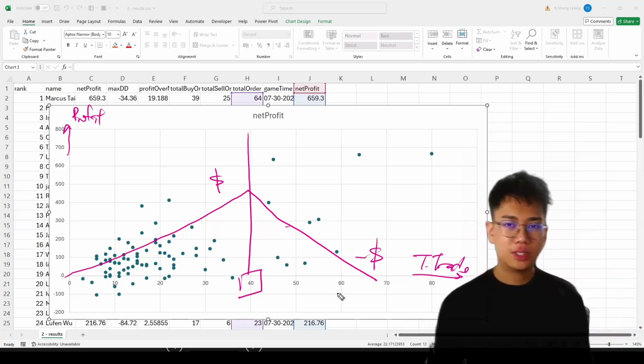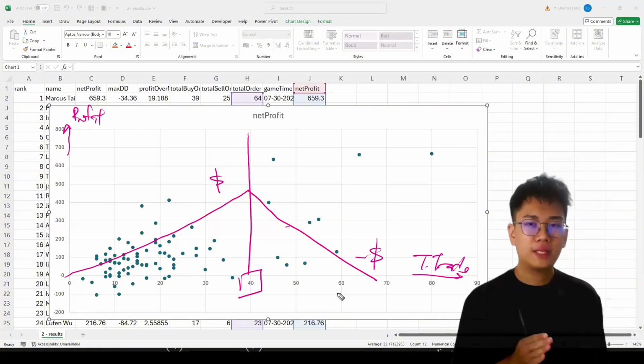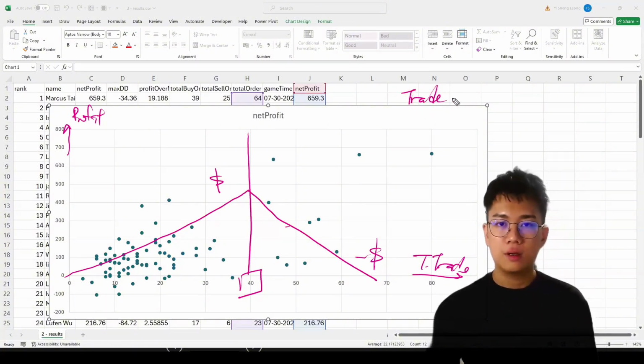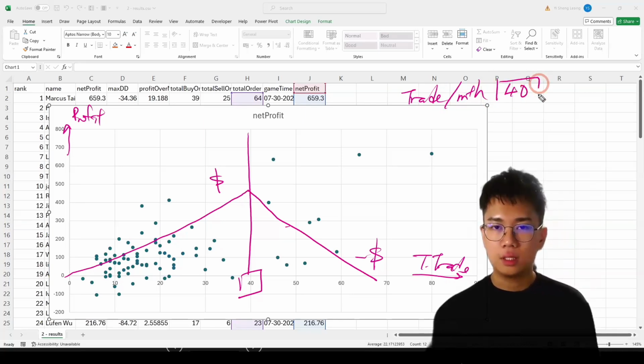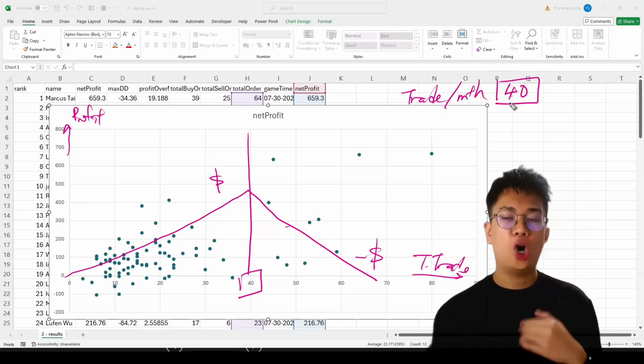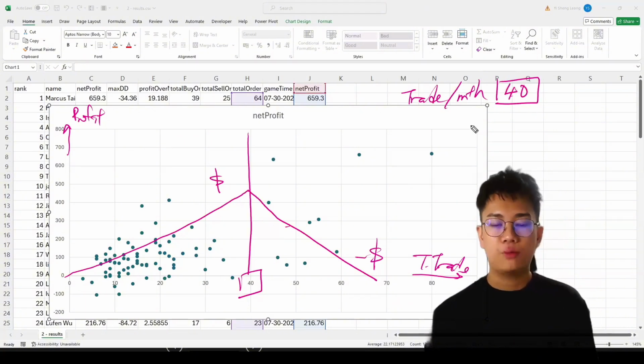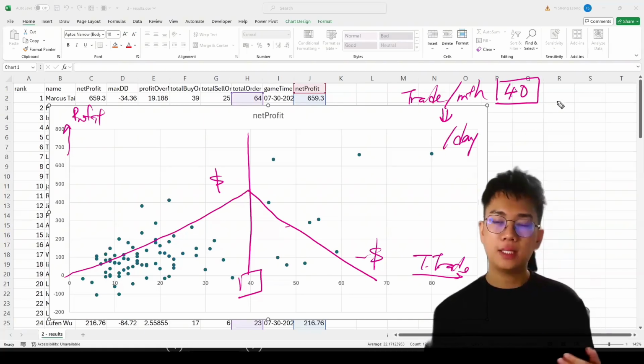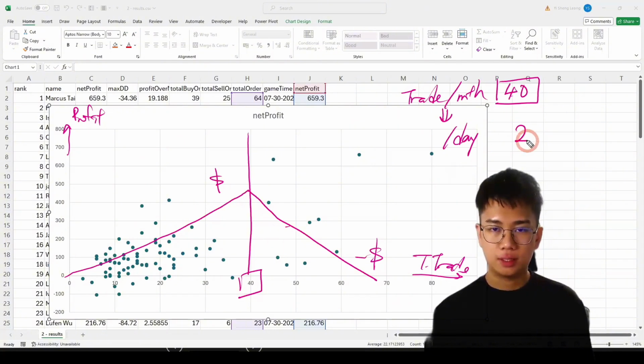Okay, so in short, it means that the optimum trades per month is 40 trades, right? Just take note on this. 40 trades per month is the optimum, which if I would like to translate it to number of trades per day, will be how much? So 1 month is about 20 trading days. So it's about 2 trades.